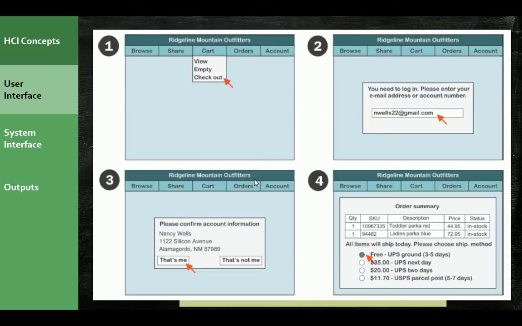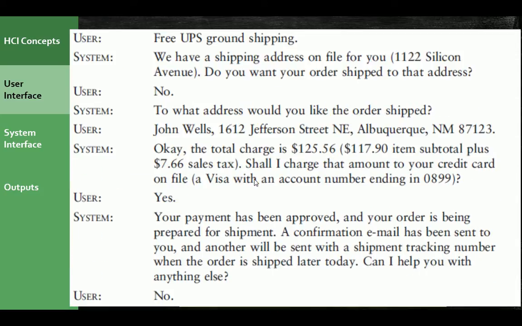So this is an example from the RMO case that we talk about in the textbook. You can see here the user clicks on checkout. The system asks for their email address, and then the system says, is this who you are? And the user says, yep, that's me. And then they tell it what kind of shipping they want to use. And then we can expand on that. So the user might say, yeah, I'd like to use free UPS ground shipping. The system's going to ask, do you want to use that shipping address, and so forth and so on.